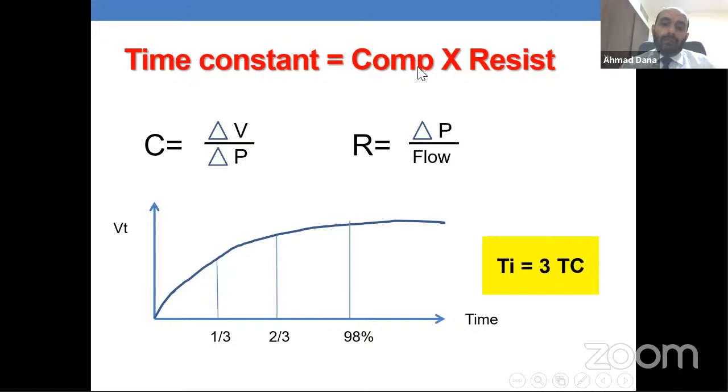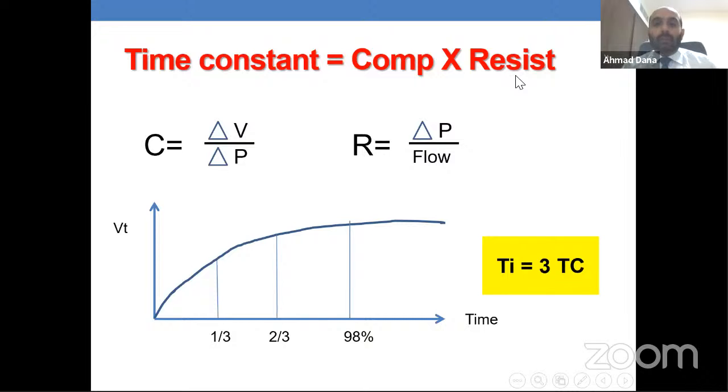So if you have low compliance, like RDS, hyaline membrane disease for example, you don't need a long I time, you need a short I time. Again, if you have a baby with poor compliance, low compliance, then you have a lower time constant. A lower time constant means a shorter I time.